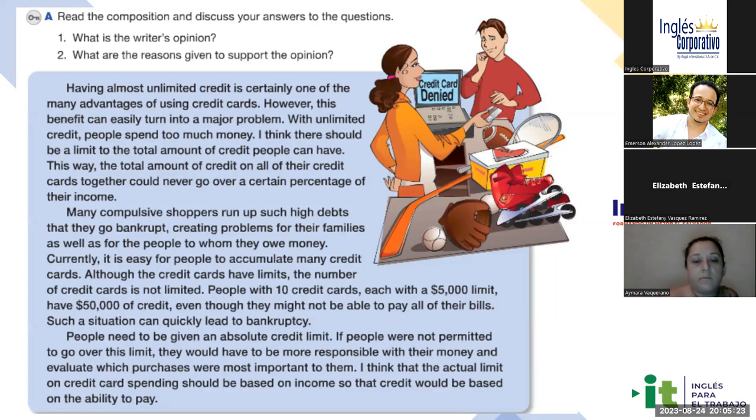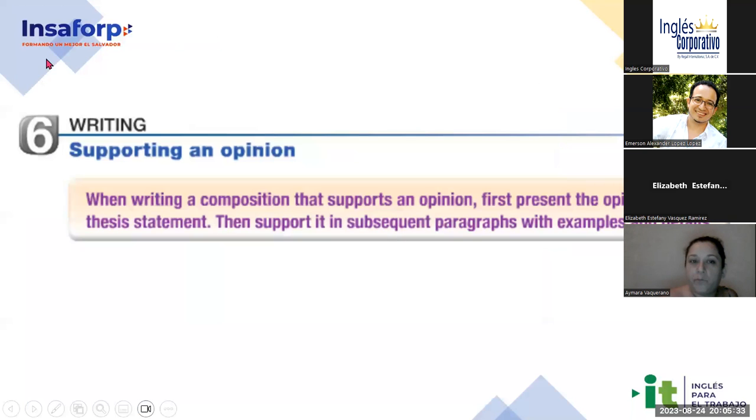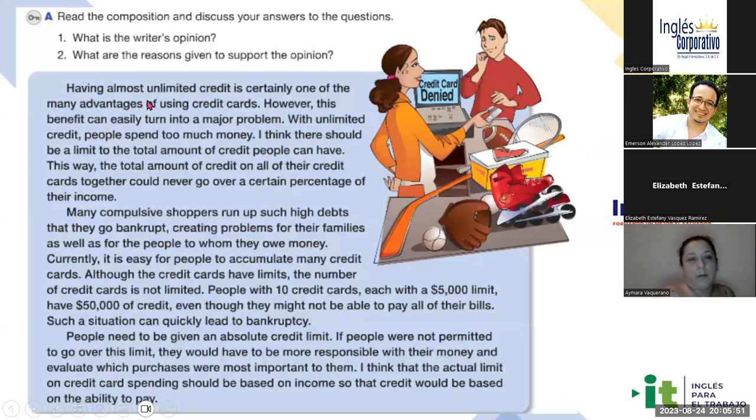Okay, as you can see, in the first paragraph, this is the opinion in the thesis statement. That's the opinion. And then in the next paragraphs, you could notice that they include examples and details about the first sentence, which was the thesis opinion. Now, what is the writer's opinion? What is the writer's opinion?